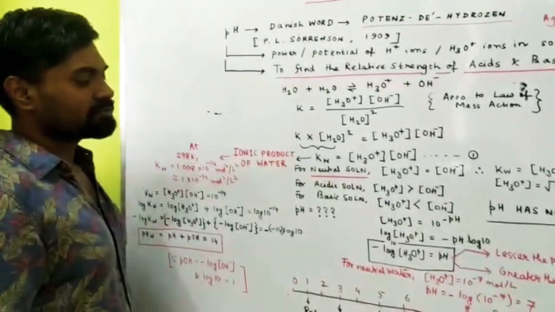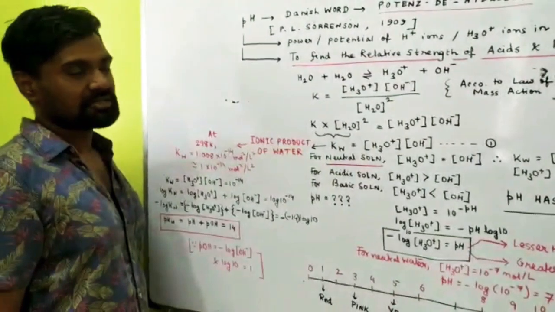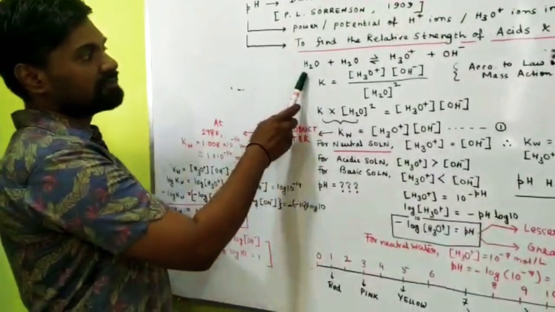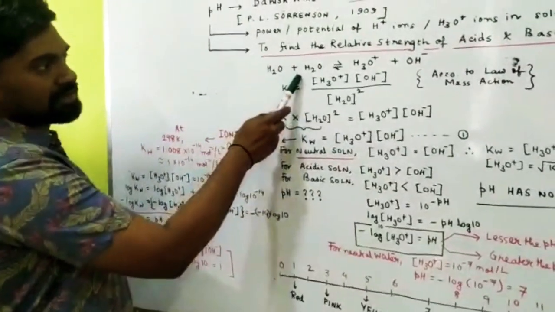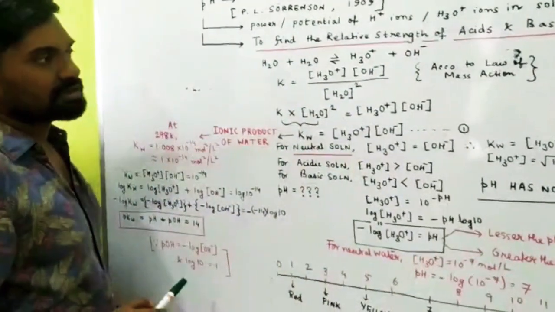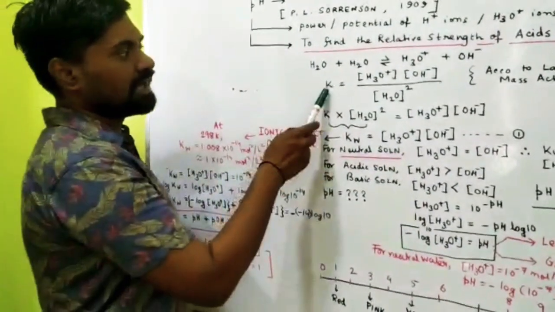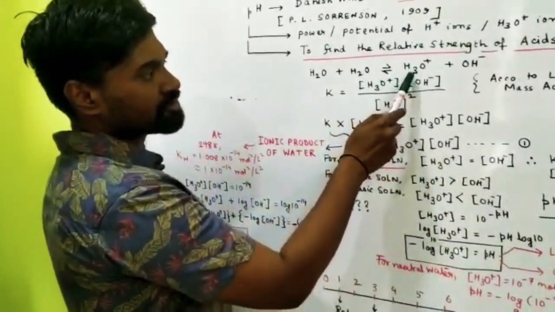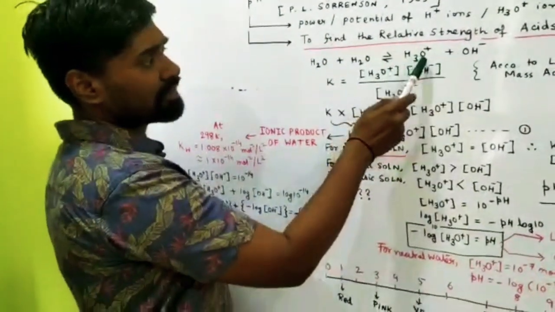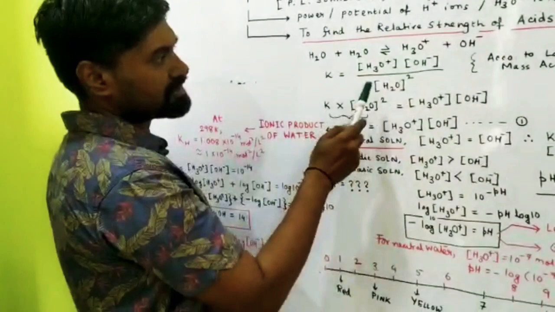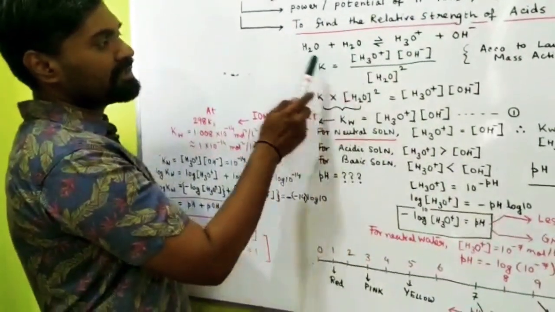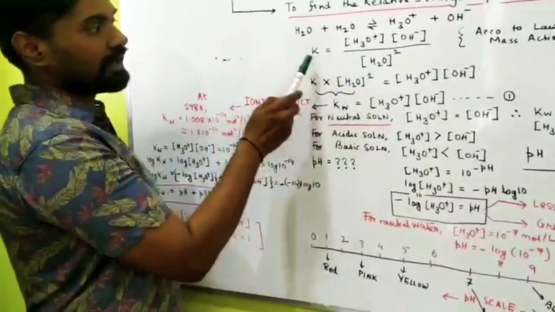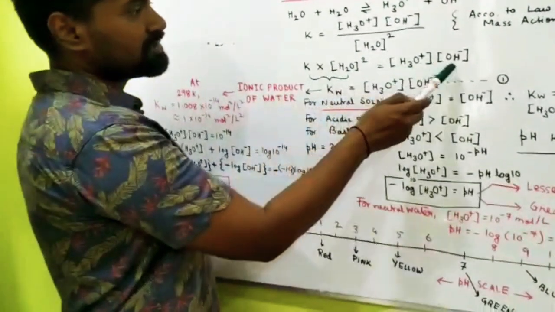So how do we come to the pH scale? Our discussion is about the pH scale. First of all, we come to this equation. This is called self-ionization of water. Water plus water gives H3O plus and OH minus. So according to the law of mass action, K, which is the equilibrium constant, is the product of the concentration of the products. What are the products? H3O plus and OH minus, divided by, in the denominator, H2O into H2O, so that gives you H2O square. So if we cross multiply, K into H2O square gives H3O plus into OH minus.